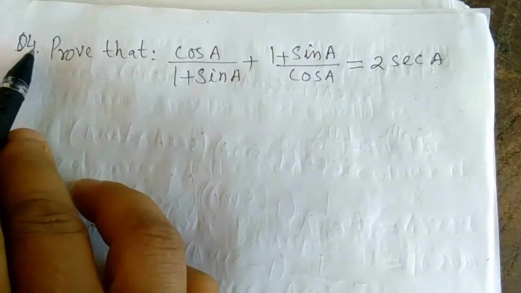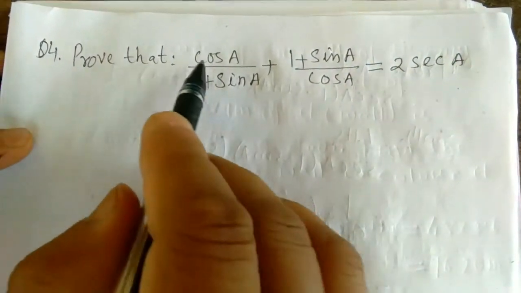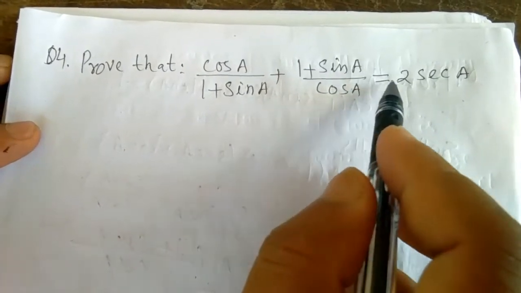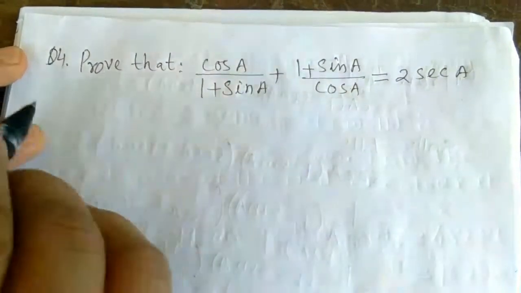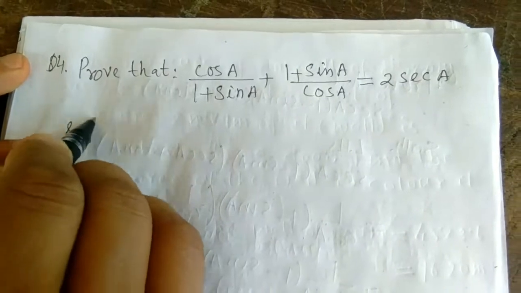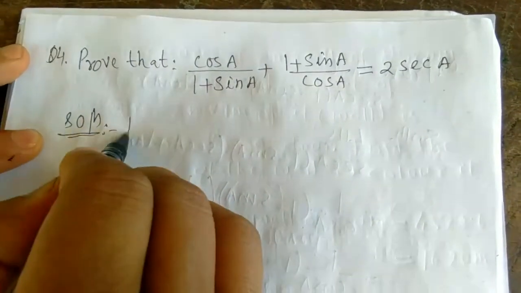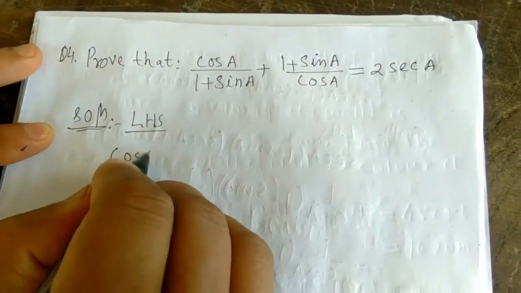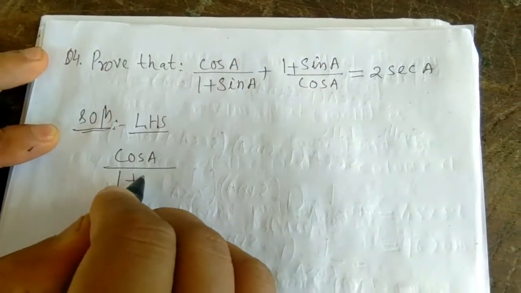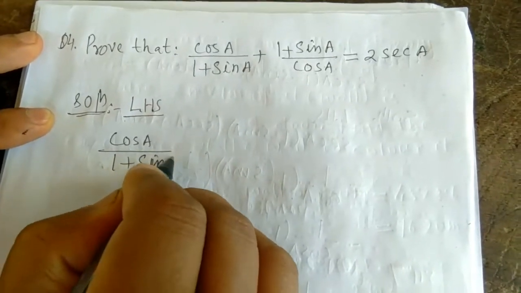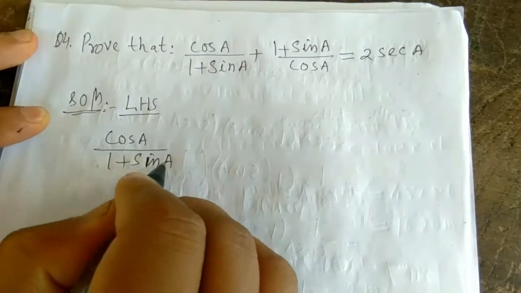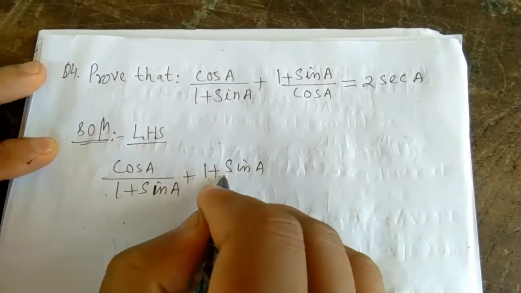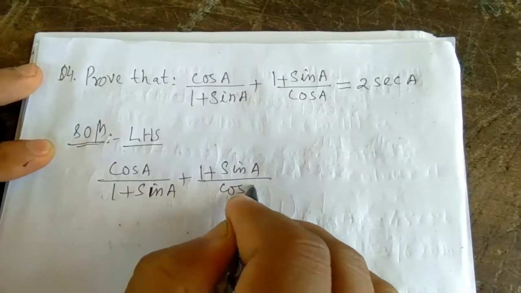Okay, question number 4 and today's last question. Okay, prove that cos a by 1 plus sin a plus 1 plus sin a by cos a equal to twice sec a. So how to prove? Let me show you solution part. Left hand side, cos a by 1 plus sin a, plus 1 plus sin a by cos a.